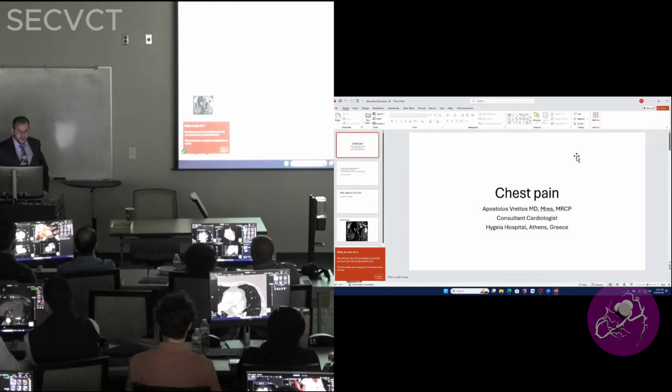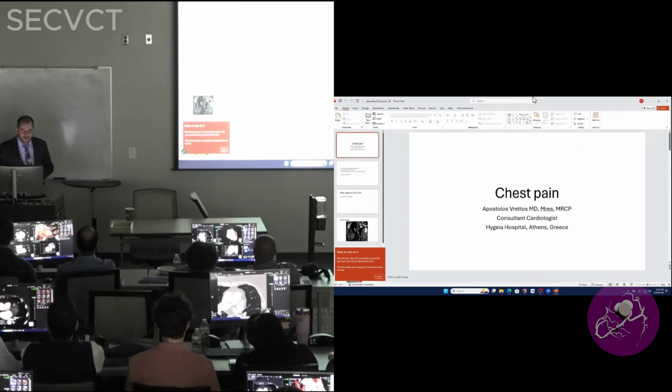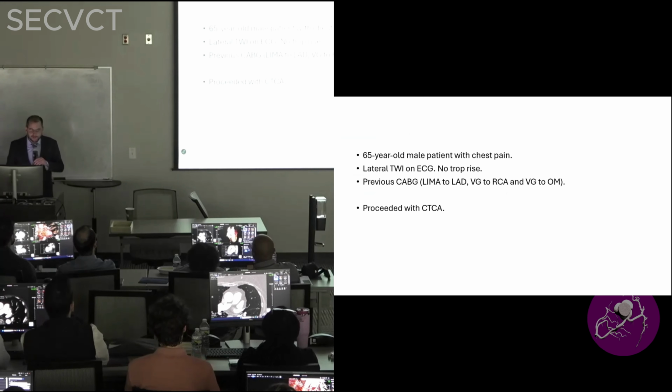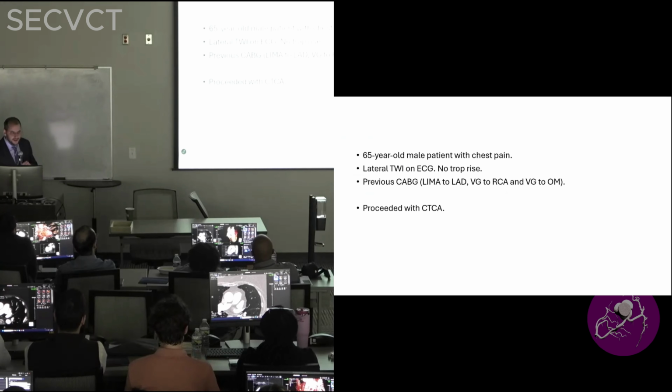So I think this will be your first bypass graft case, probably. This one we're going to discuss today together. So, a 65-year-old male patient with chest pain. He presented with chest pain and lateral T-wave inversions on the ECG, had no trop rise.